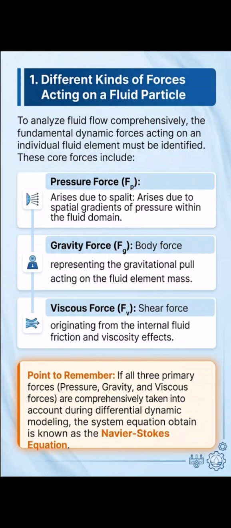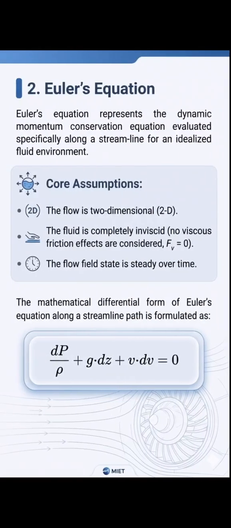These core forces include pressure force, which arises due to the spatial gradient of pressure within the fluid domain; gravity force, a body force representing the gravitational pull acting on the fluid element mass; and viscous force, a shear force originating from the internal fluid friction and viscosity effects. If all three primary forces, pressure, gravity, and viscous force, are comprehensively taken into account during dynamic modeling, the system equation obtained is known as the Navier-Stokes equations.